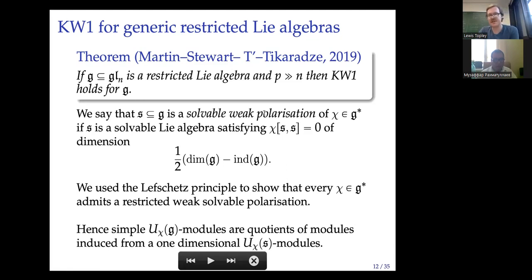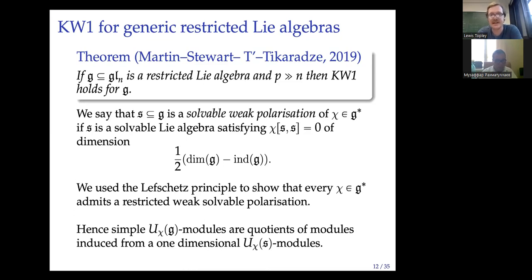And these things were actually known to exist in characteristic 0 for quite a long time. So it even appears in Dixmier's book on enveloping algebras. And so we use the Lefschetz principle from model theory to show that every chi in G star admits a restricted weak solvable polarization. The Lefschetz principle, I mean, sometimes the expression is used in quite vague terms, but there is a very precise expression of it in model theory, which comes from the completeness of theories of algebraically closed fields of a fixed characteristic in the language of rings.